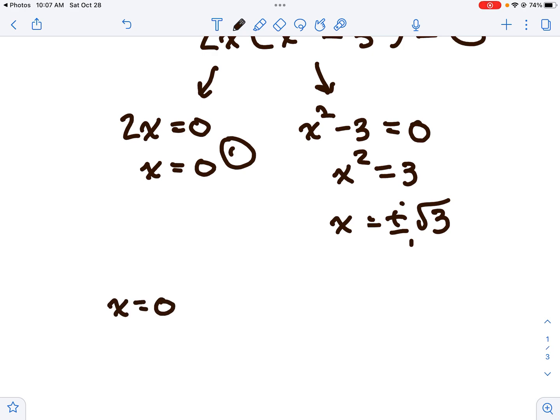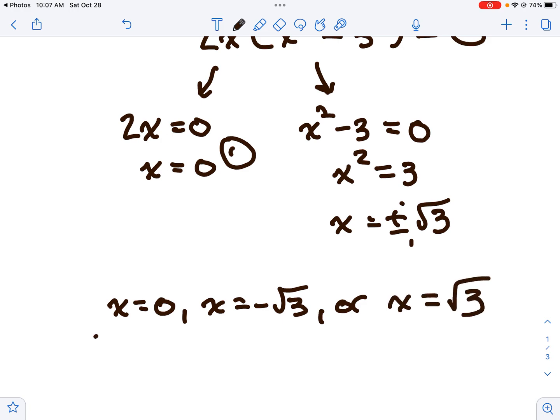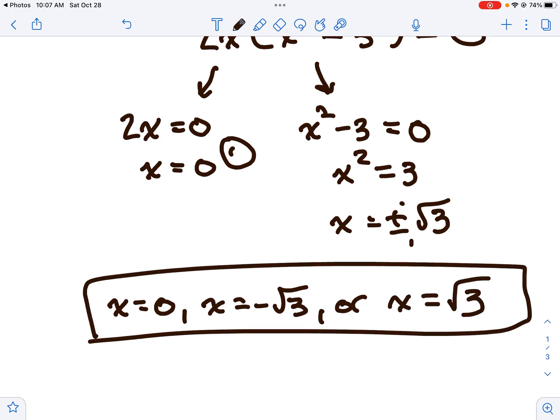So x equals 0, x equals negative root 3, or x equals positive root 3. Those are the 3 roots. They're all real, so they would be x-intercepts to that equation there.